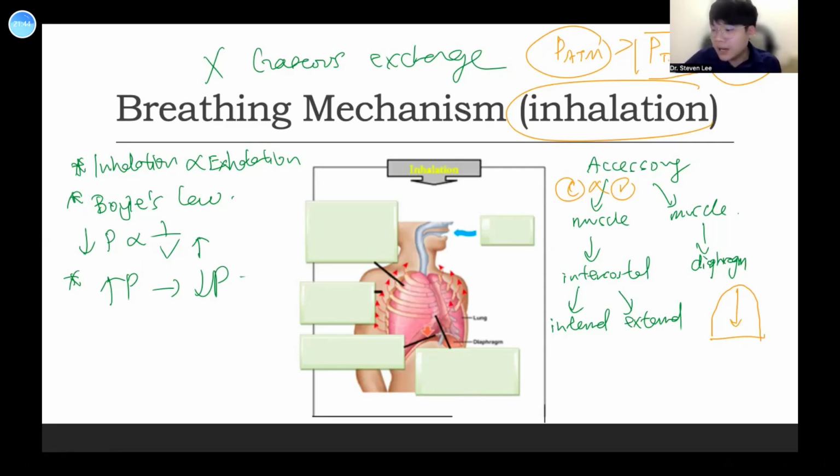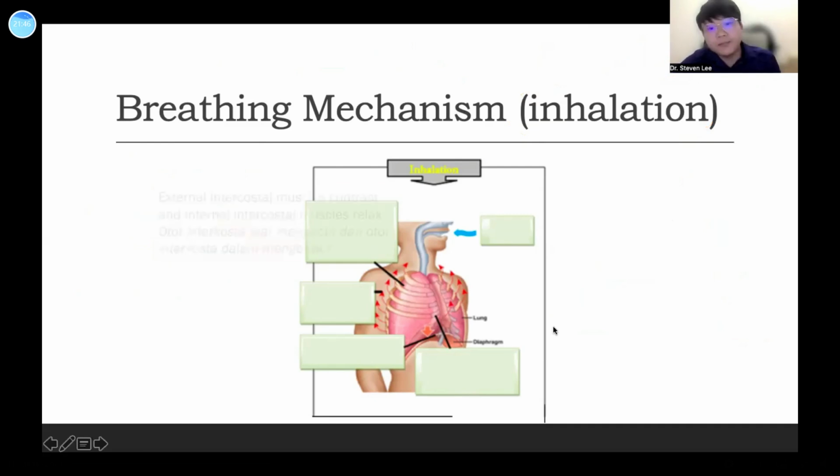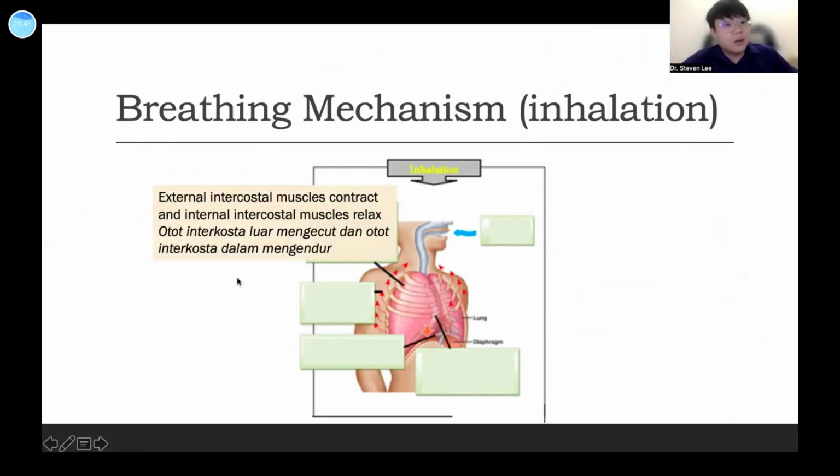Okay, so I wrap this up. I put things into perspective. All right. Okay, so these are the basic things lah. In your notes you get the same paper. You can actually copy it down again. So your external intercostal muscles contract and internal intercostal muscles relax. You mesti tulis dua-dua because this is what we call antagonistic muscles. Mereka punya tindakan adalah bertentangan. So one muscle contracts, the other must be relaxed. So otot intercostal luar mengecut, dalam mengendor.